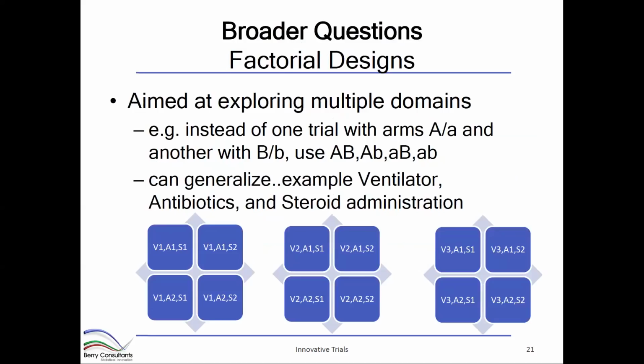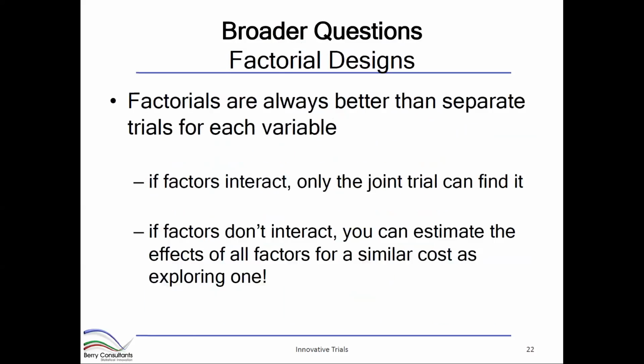So often there's a notion of, oh, that's a big trial. It turns out that factorials are always better than running separate trials for each factor. And how they're better depends on how the factors work with each other. If the factors interact, that's a situation where the effect of one of the variables depends on the settings of the others. If that's true, then only the joint trial can find it. There's no other way. If you do separate trials and you do one factor at a time, you often will not see the interaction because you don't fully explore the space.